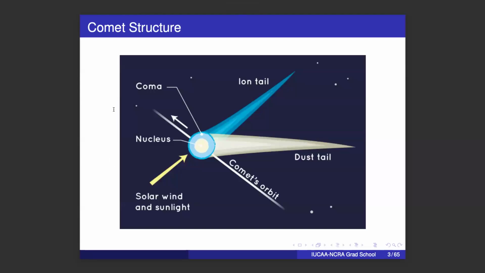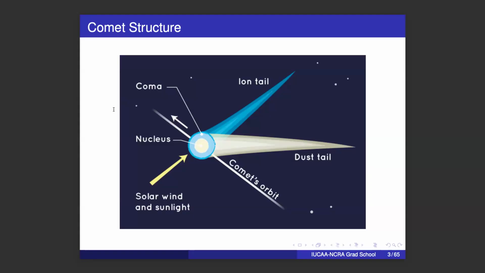Right. And this is the rough structure of a comet. There is a nucleus which is very small, of the order of a few kilometers. The nucleus is where all the material is, which is going to be coming out in the tail. And then there is the coma, which is an optically thick cloud of material, mostly material which has come out of the nucleus and now surrounds it. And then there is a long tail.